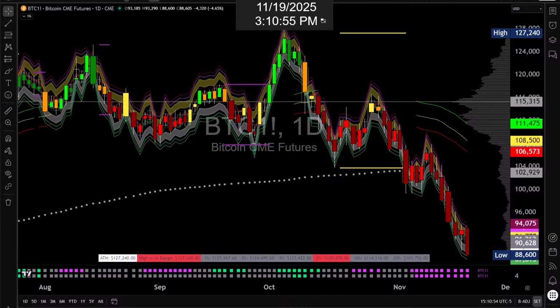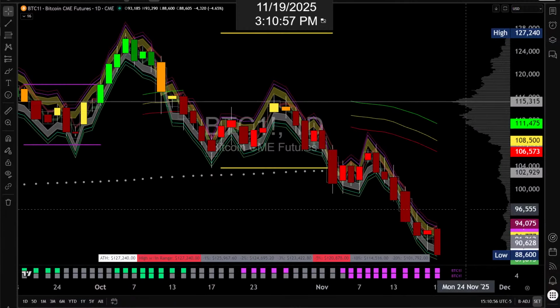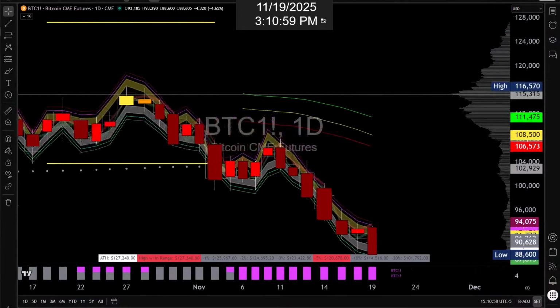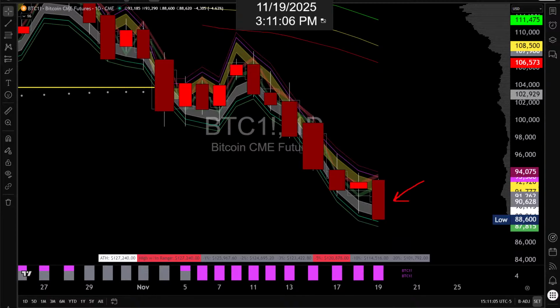Now, really simply, when Bitcoin rallies, I'm going to show you a little zoomed in here. When Bitcoin rallies into the gold zone, so a red candle, that's a bearish candle, into the gold zone. The gold zone, or that yellow highlighting you see here, that is volatility-based resistance.